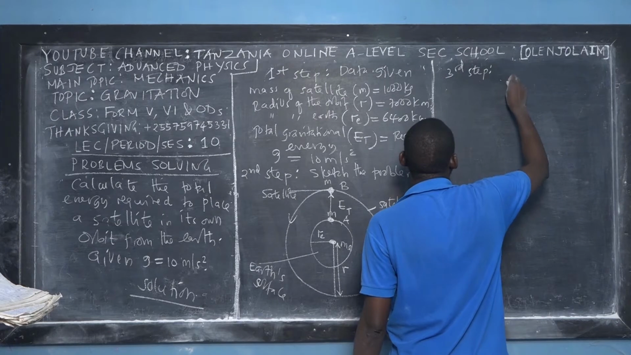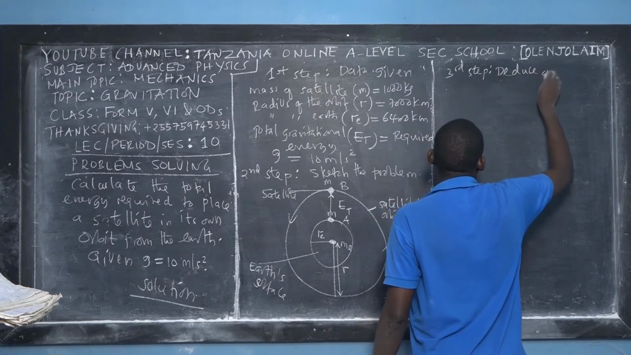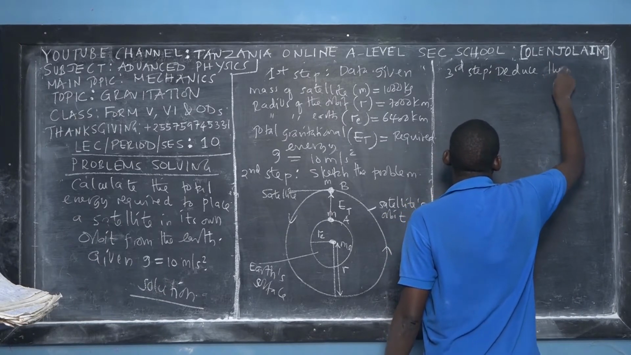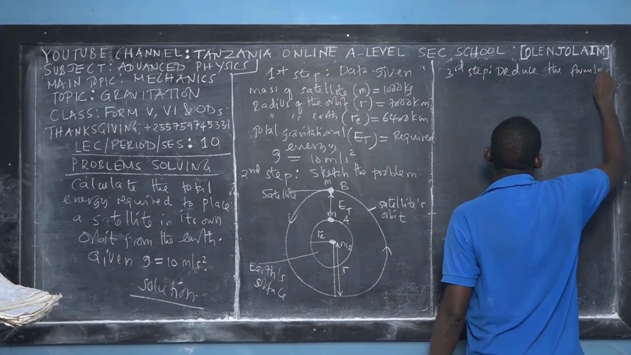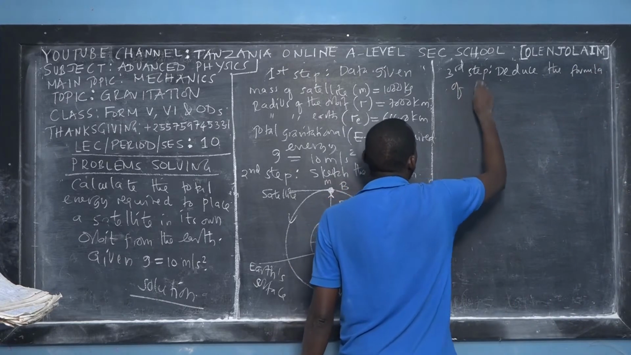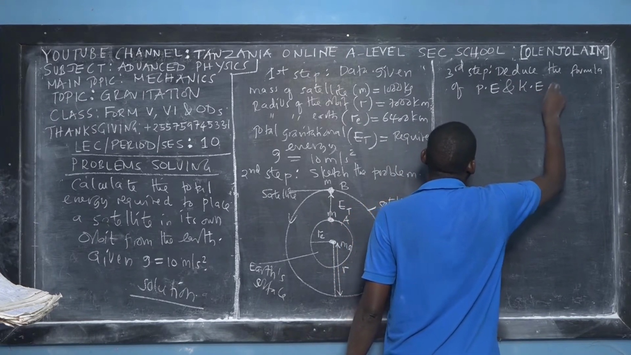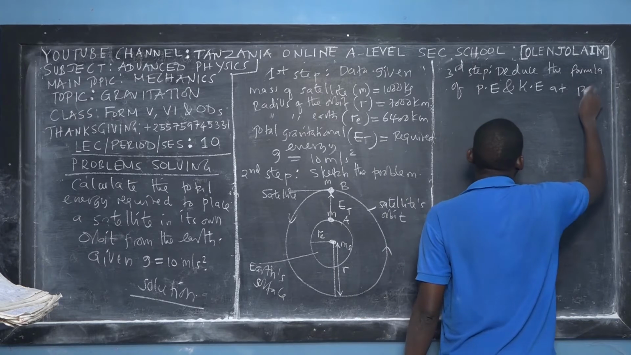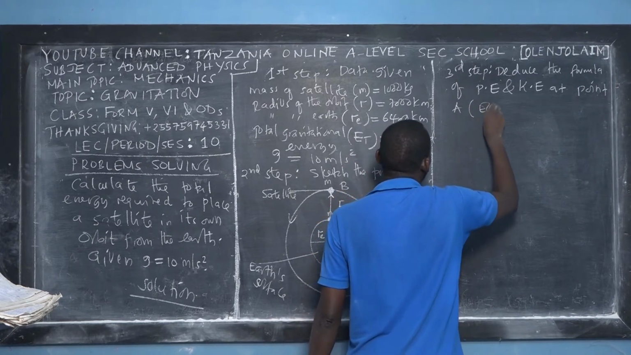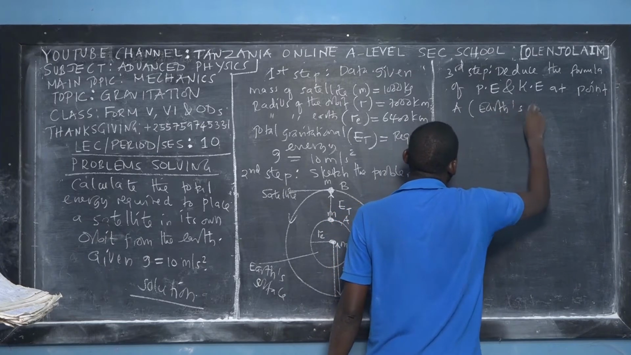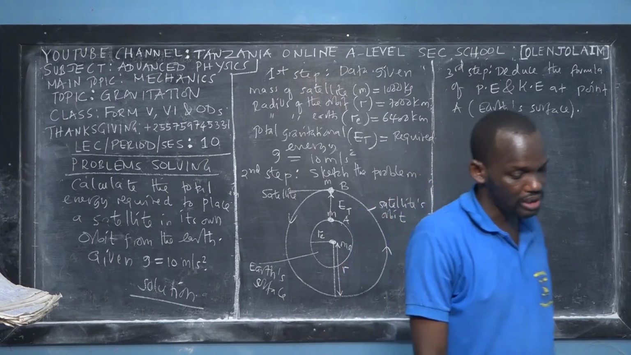First of all, let us write the formula of potential energy and the gravitational kinetic energy at point A. And by point A, we mean at the Earth's surface. What does it mean?